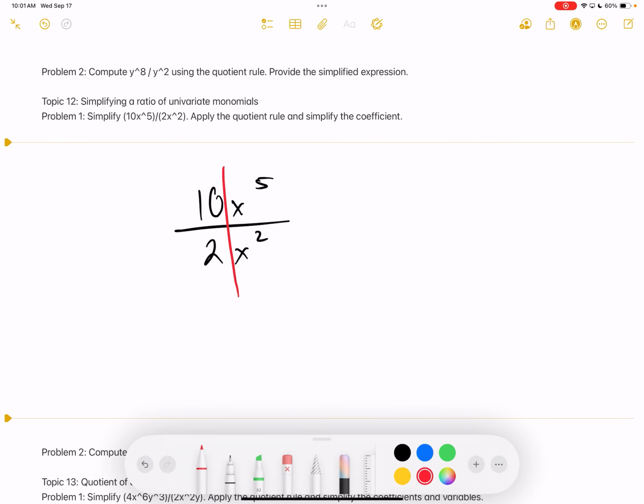On this one, 10 divided by 2 is 5. I got 5 x's on top and 2 on the bottom, so I got 3 extra on top. 5 minus 2 is 3.